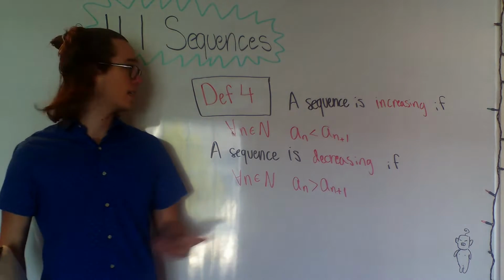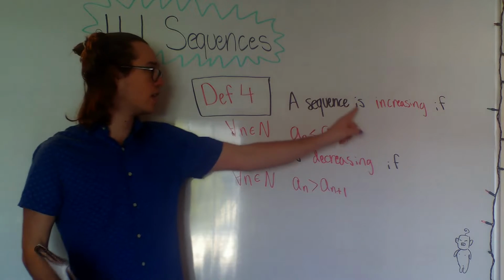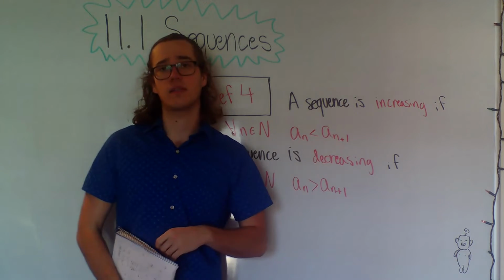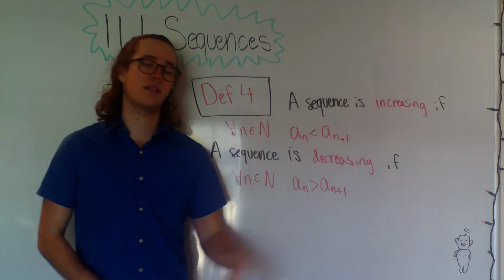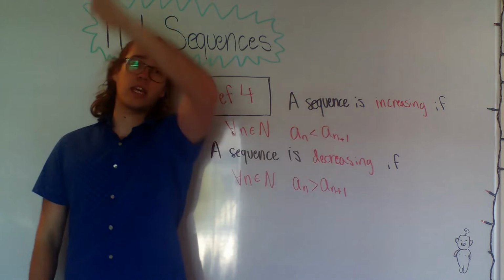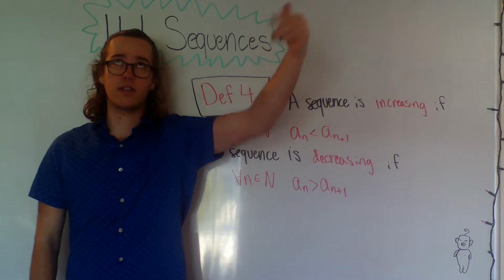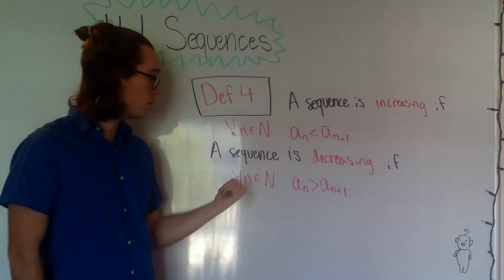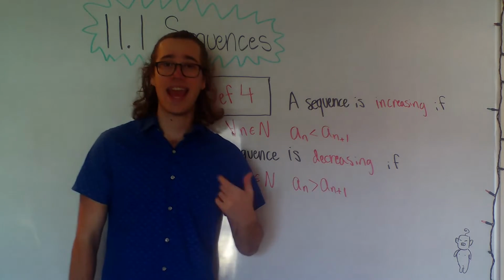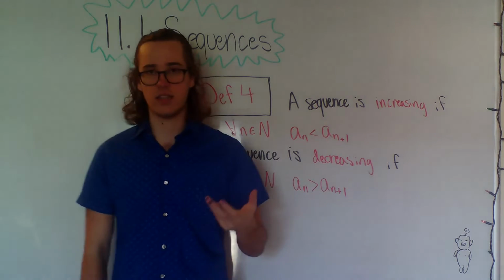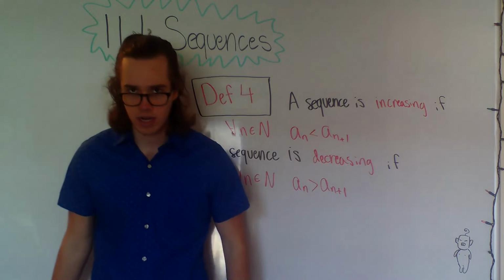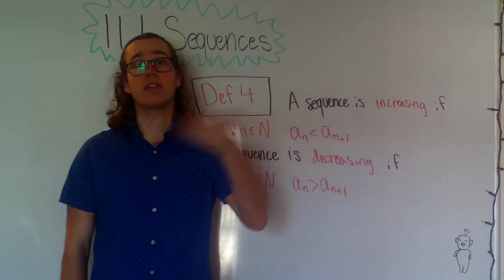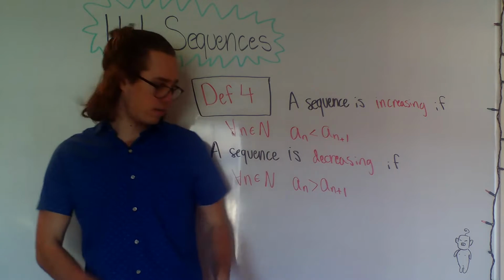So we have definition 4, and it states a sequence is increasing if, for every n, a sub n is less than a sub n plus 1. What does that mean? Well, our numbers get higher as the sequence number goes up. And then a sequence is decreasing if, you guessed it, for every n, a sub n is greater than a sub n plus 1. That makes sense, right? It's decreasing, numbers are going down. The previous number is going to be larger than the following number.